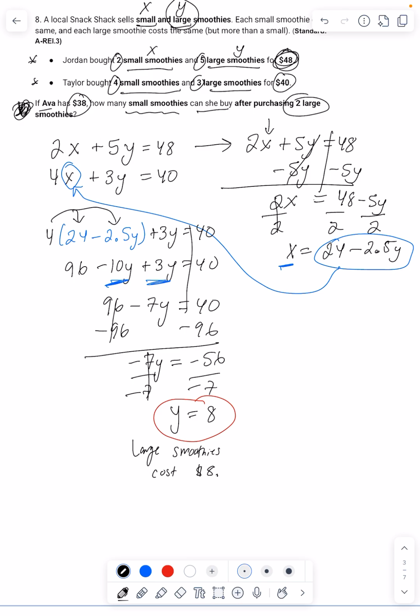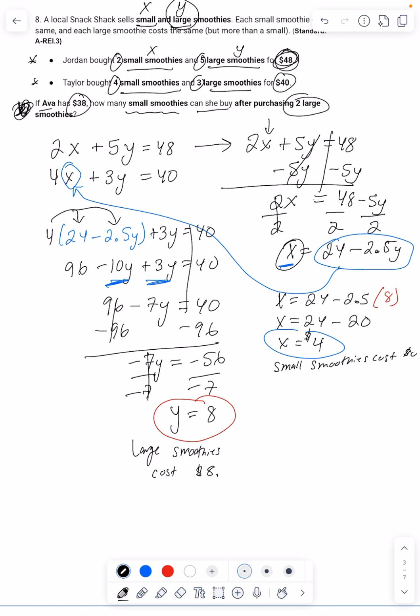So now we can substitute the value into x to figure this out. So 24 minus 2.5 times 8. We get x is equal to 24 minus 20, and we get that x is equal to 4. What this tells us is that the small smoothies cost $4. That's what it tells us.